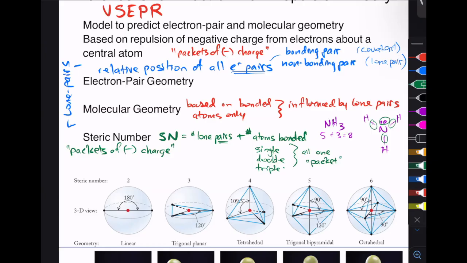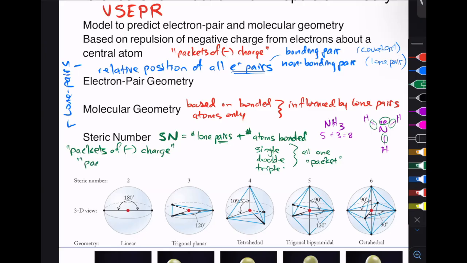So when we have a double bond, for example, yes, there's 4 electrons there, okay? So they're going to have more repulsion than 2 electrons, but they're still confined to the same package. Those electrons are confined to that area between the 2 atoms that are sharing those 4 electrons, okay? So that's why a double bond is still one packet. If it's a triple bond, you've got 6 electrons in there, but those 6 electrons are all confined to that one package of negative charge, okay? So we're going to count those packages.